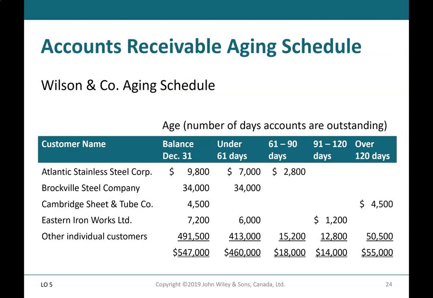Accounts receivable aging schedule. Wilson and Company aging schedule. Age is the number of days accounts are outstanding. So you have the list of customer names, then you have the total balance at December 31st, and then you have them segregated by under 61 days, then 61 to 90 days, then 91 to 120 days, and then over 120 days.